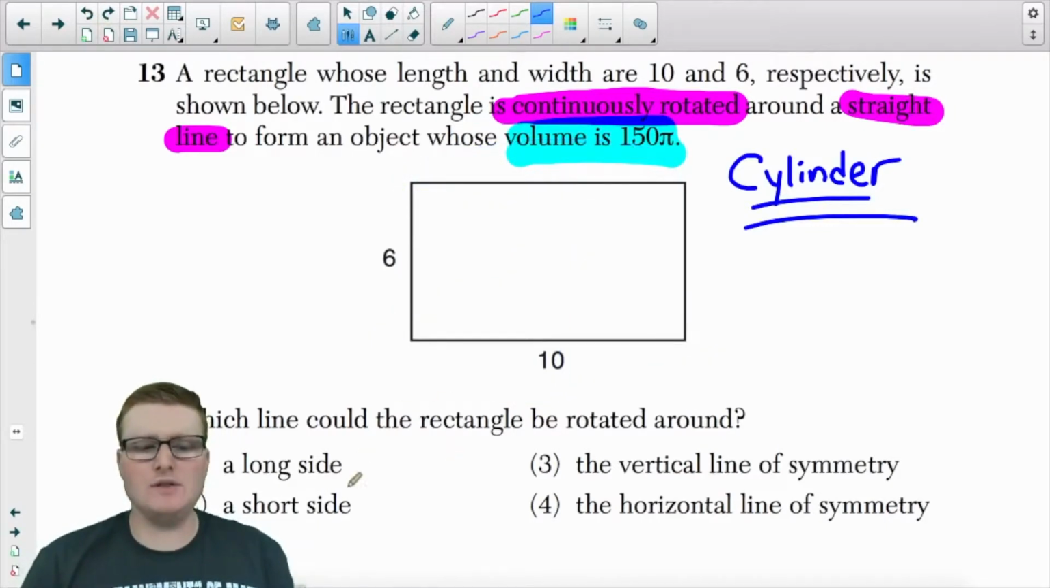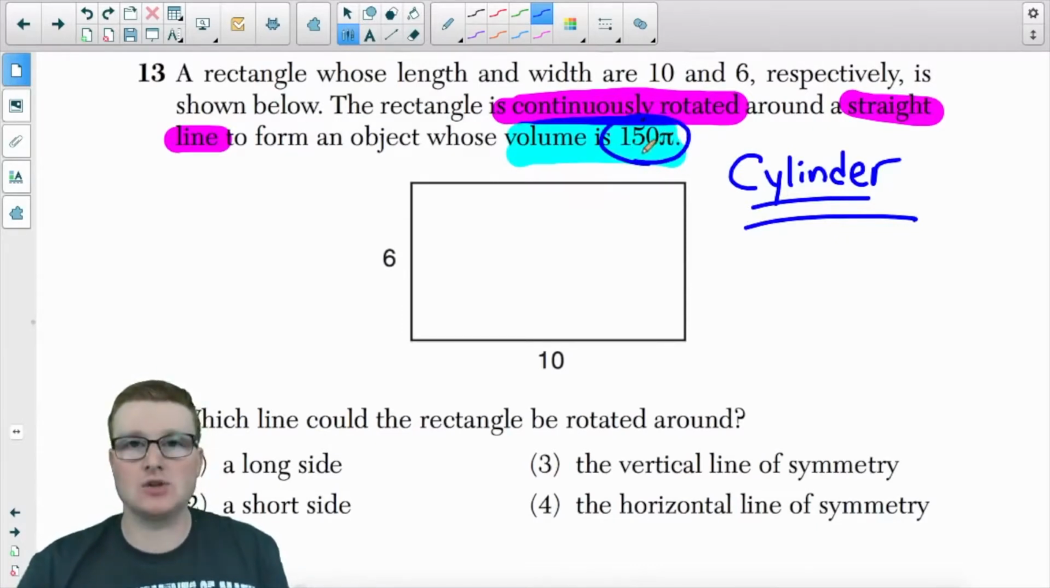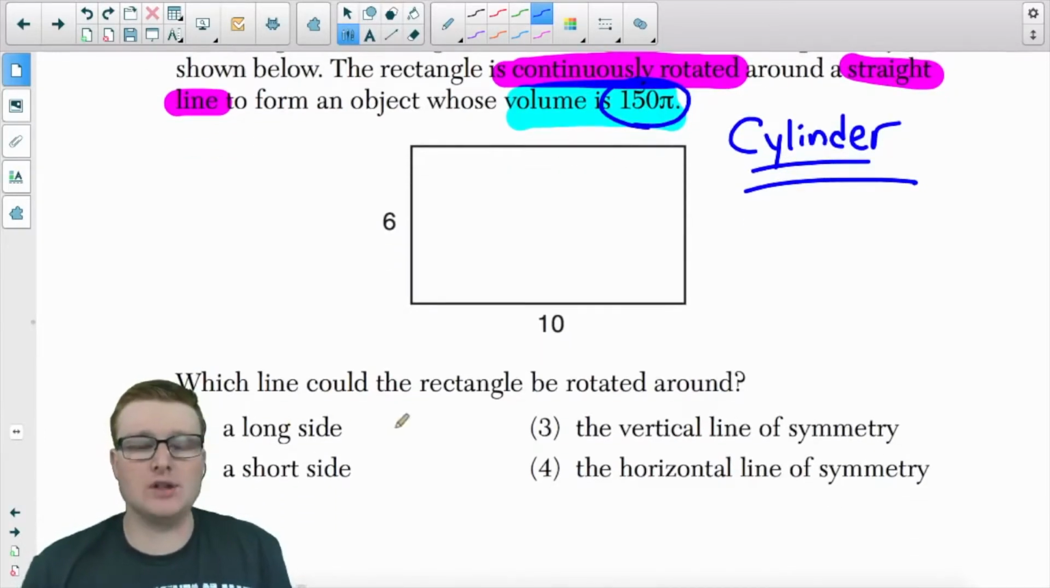The problem is all of these calculations are going to take a little bit. It's asking you which line could the rectangle be rotated around given that the volume is 150 pi. Okay, let's take it slow. Let's go through each answer choice. Let's see what they're asking us to do. Let's take a look at choice 1, alongside.